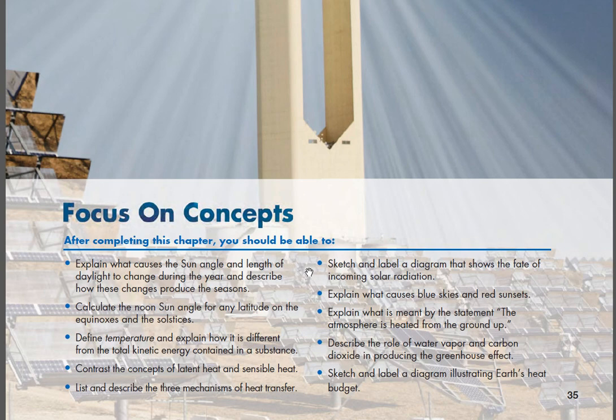Sketch and label a diagram that shows the fate of incoming solar radiation. Explain what causes blue skies and red sunsets. Explain what is meant by the statement "the atmosphere is heated from the ground up." Describe the role of water vapor and carbon dioxide in producing the greenhouse effect. Sketch and label a diagram illustrating Earth's heat budget.